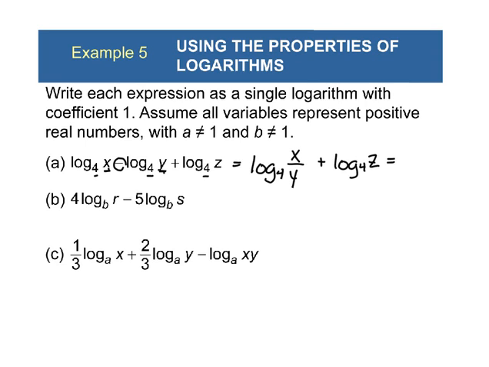Then, since we have an addition sign here, these two values inside our logarithm are going to multiply. So we get log base 4 of xz over y.